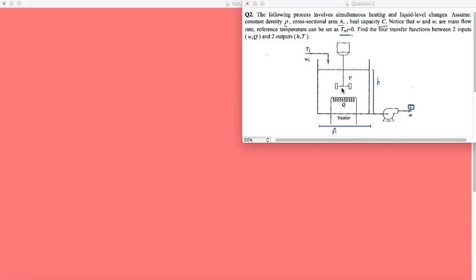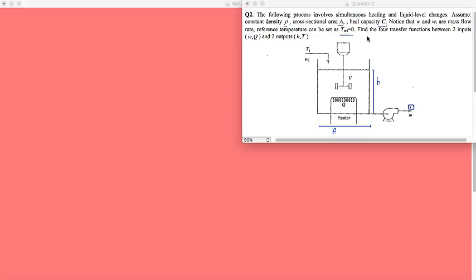Also we assume that this tank is well mixed, which means that the temperature of liquid that leaves the system is the same as the temperature of the liquid inside the tank, and the temperature inside the tank is homogeneous. And also we assume that the cross-sectional area of the tank is constant, and also density and heat capacity of liquid are constant as well.